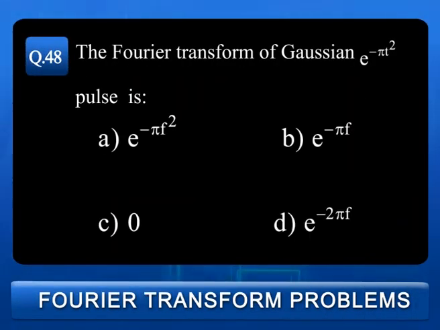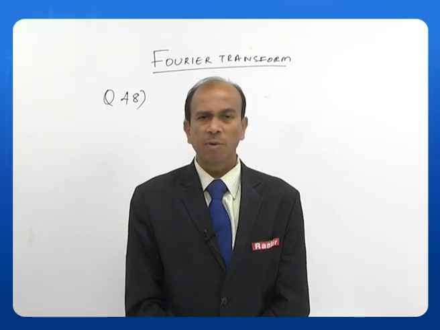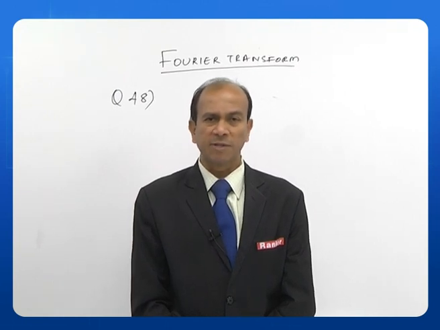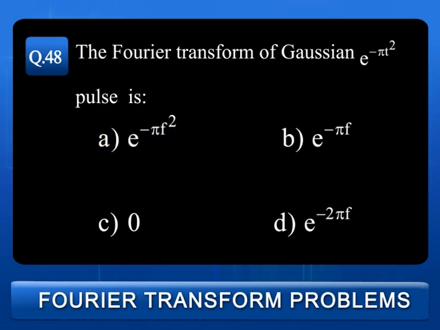48th question. The Fourier transform of a Gaussian pulse e to the power of minus pi t square is: A, e to the power of minus pi f square; B, e to the power of minus pi f; C, 0; D, e to the power of minus 2 pi f. Here we should remember one important point. The Fourier transform of a Gaussian pulse is also a Gaussian pulse. So the answer is A.